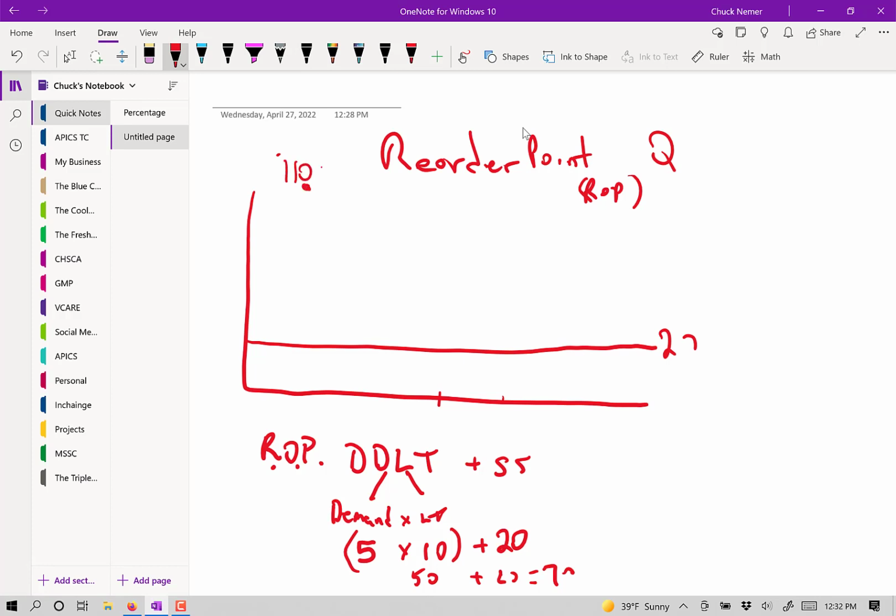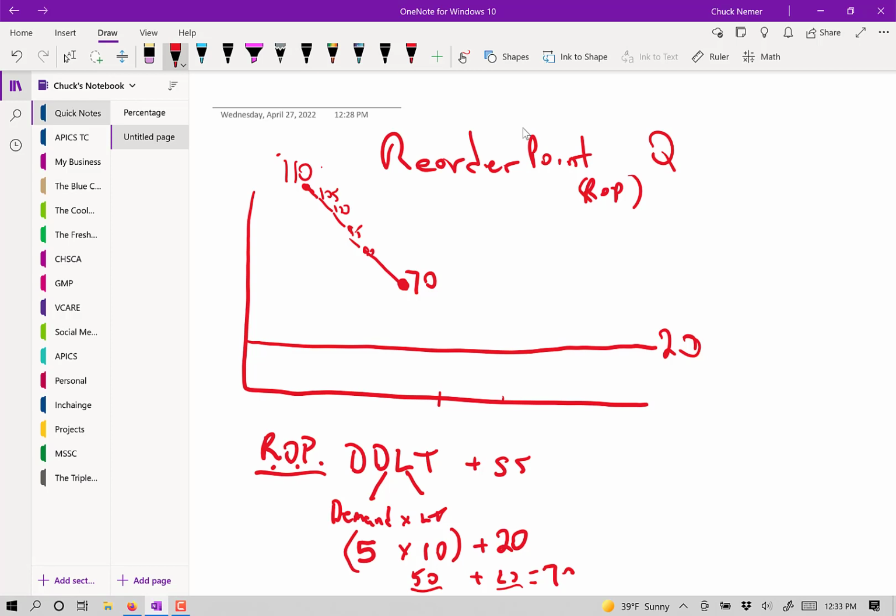Every day we would go down by the demand of 5. So after one day, we'd be down to 105, 100, 95, 90, and so on, until we got down to 70. When we hit 70, we would place the order, because that's the reorder point: demand during lead time, 5 times 10 or 50, plus safety stock of 20. So we would place the order.